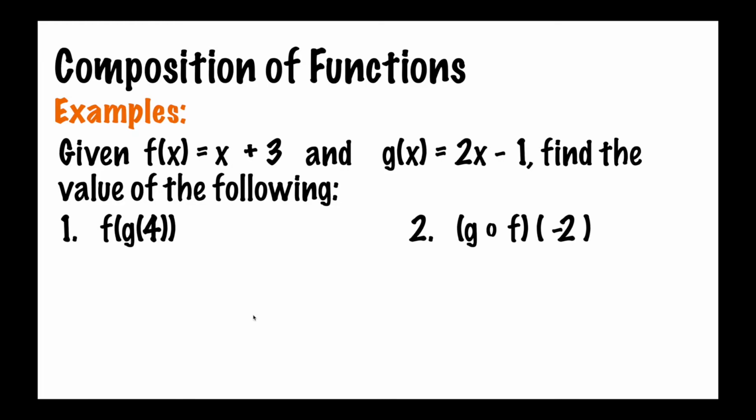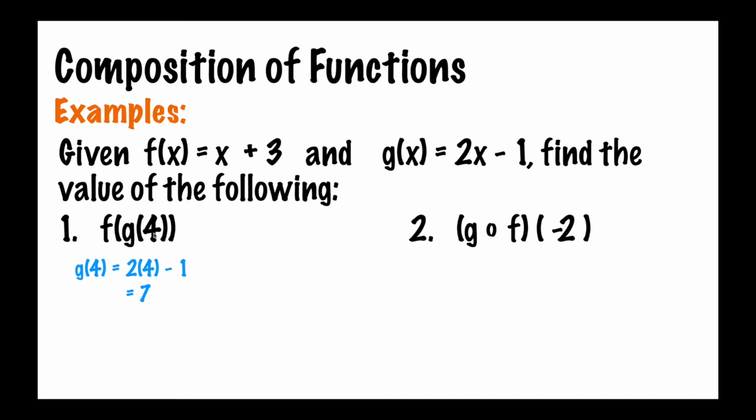So in these examples, we're going to use the given functions f of x is equal to x plus 3 and g of x is equal to 2x minus 1 to find the value of the following. In question number 1, we're looking at f of g of 4. Now again, we are going to start with the inner function. So we're going to look at g of 4. And when we go to do g of 4, we are only looking at the function for g of x and plugging in a 4 everywhere we see the x. So we end up getting 2 times 4 minus 1, which is going to give me 8 minus 1, therefore 7.